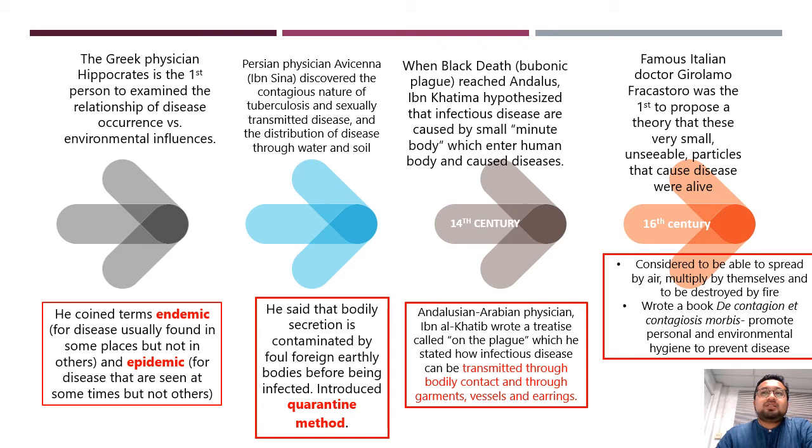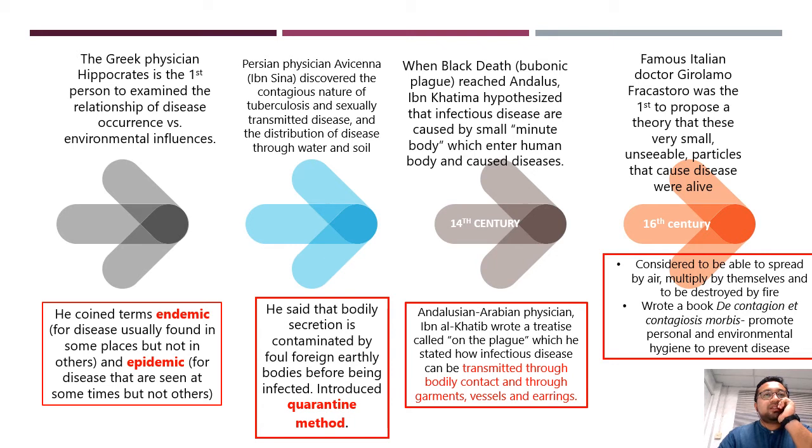So sebenarnya epidemiology ni dia dah start lama dah. So it starts from the Greek physician Hippocrates, the first person to examine the relationship of disease occurrence versus environmental influences. So dia perasan sesuatu disease ni berlaku ada relation dengan environment. Maknanya disease ni bukannya datang dengan tiba-tiba, tapi dipengaruhi oleh environmental factor. So he coined terms endemic dan juga epidemic.